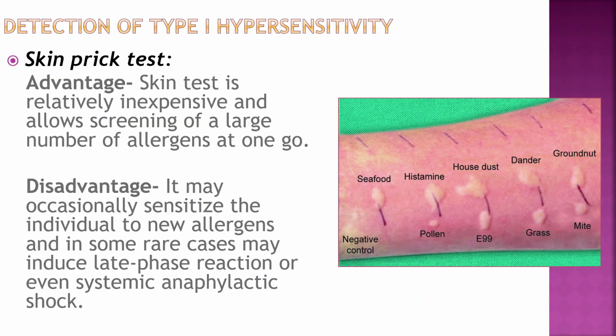Detection of type 1 hypersensitivity: the skin prick test, so pricking the skin with the required antigen. Advantage: the skin test is relatively inexpensive and allows screening of a large number of allergens at one time. Disadvantage: it may occasionally sensitize the individual to a new allergen and in some rare cases may induce a late phase reaction or even systemic anaphylactic shock.